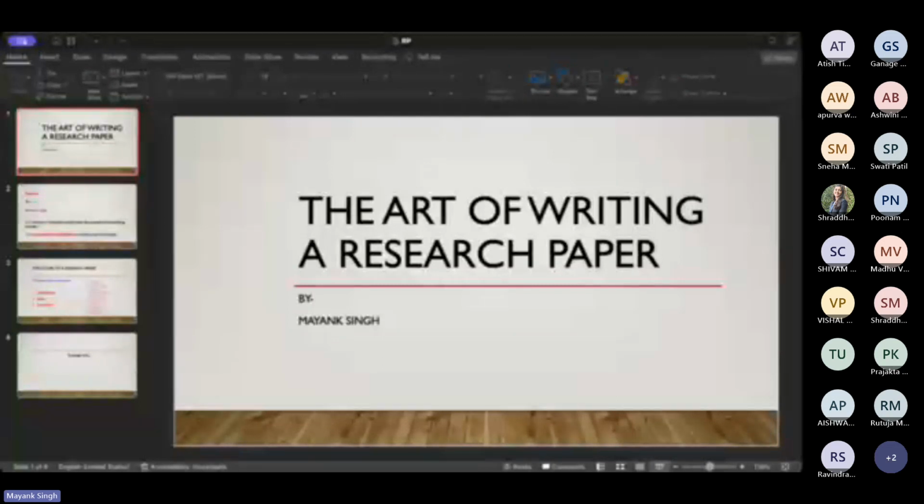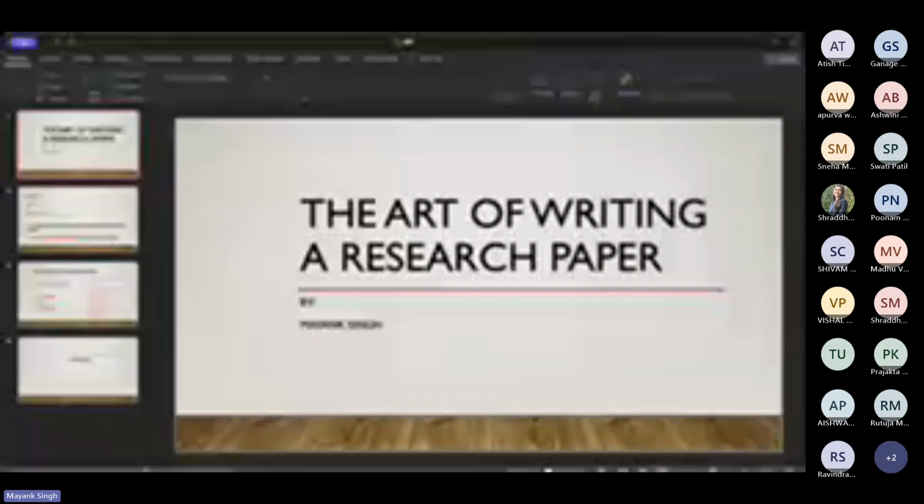So abstract, I am telling you that always write the abstract at the end of the paper. Don't start the abstract at the outset of the paper. Always write the abstract at the end of the paper. Write the abstract only when you have finished writing your paper.